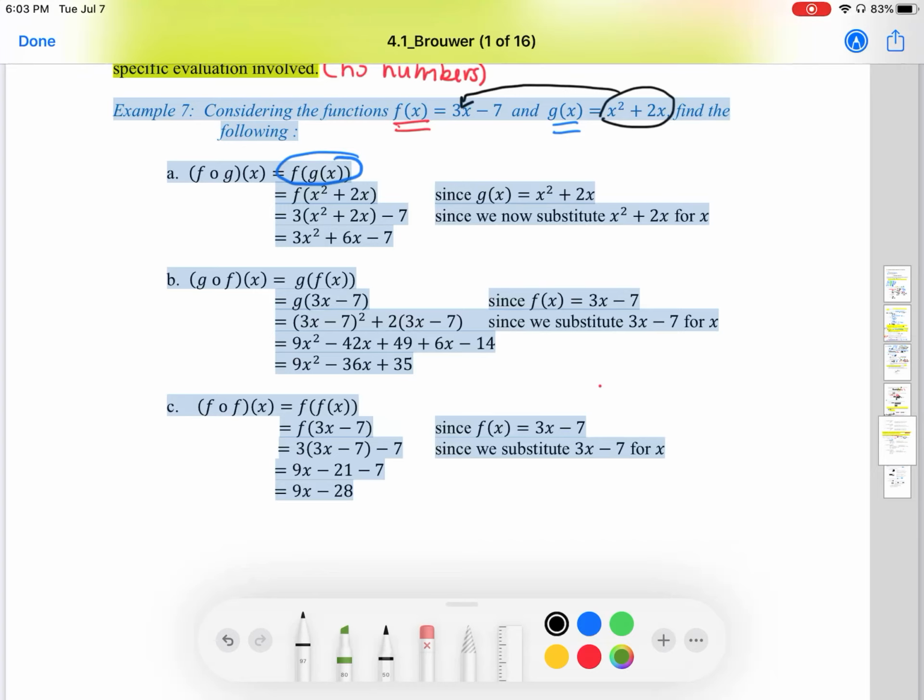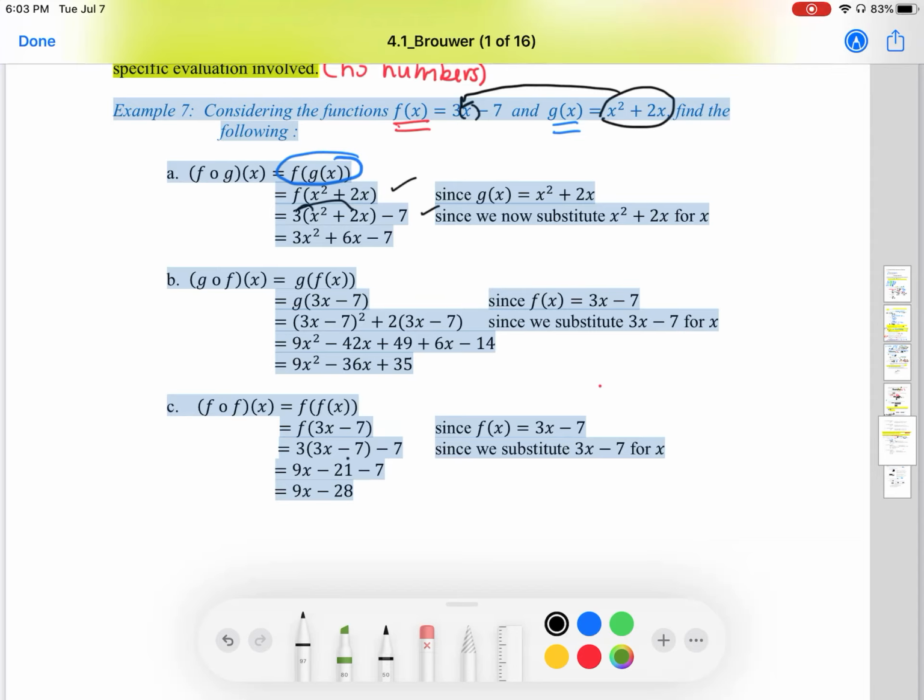So for that one little x, I'm going to write this whole thing of x squared plus 2x. All right, so we write it as f of x squared plus 2x, and we plug it in for that 1x, and you simplify. In this case, it involves us distributing. So we have 3x squared plus 6x minus 7.